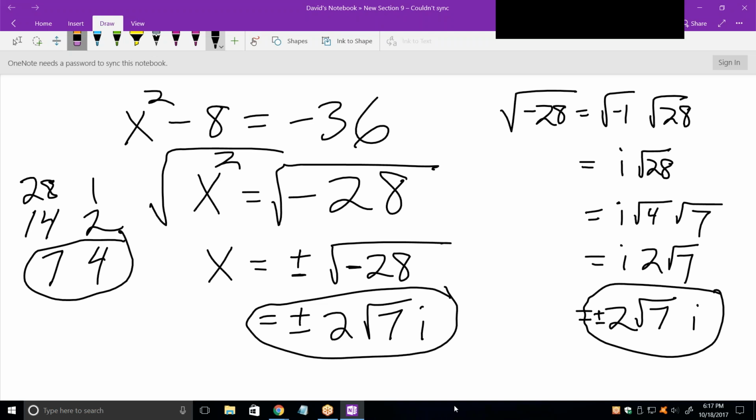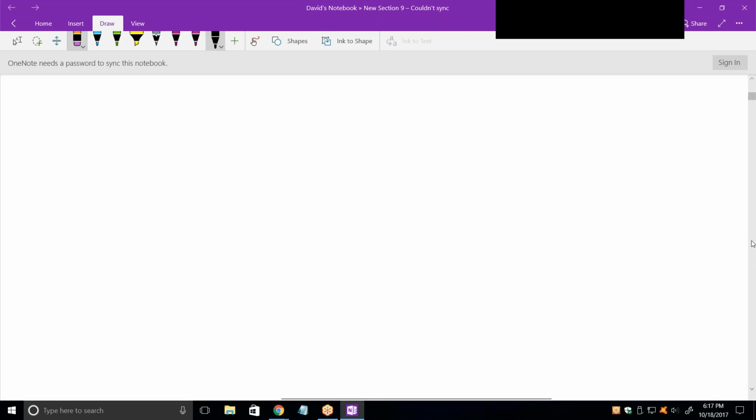I guess one thing I could do here is, hold on a second. My eraser's not working on this program. I don't know why. I won't bother.